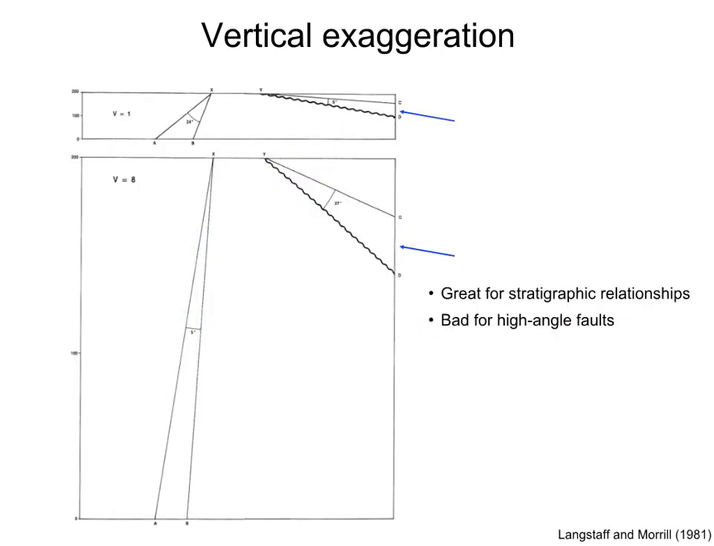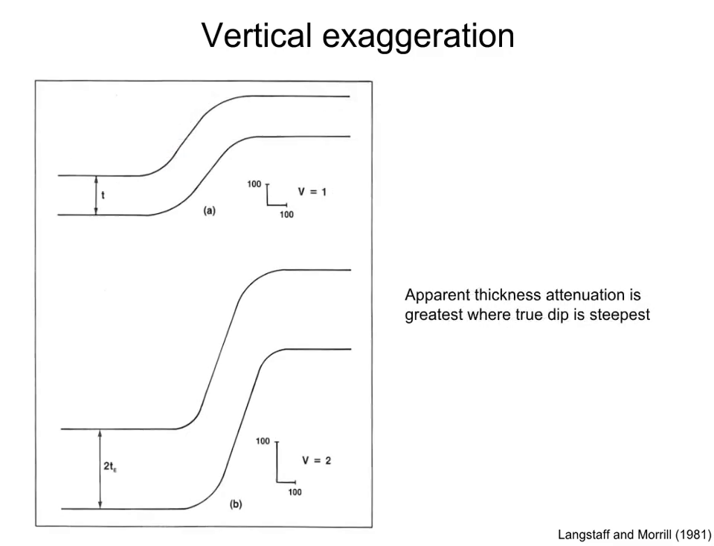Vertical exaggeration enhances the difference between gentle, low dip features, such as the unconformity and gentle bed in the section. However, it diminishes the difference in dip between steep features such as the two faults in the section. Vertical exaggeration is great for highlighting subtle stratigraphic relationships, but it is bad for high-angle faults. Vertical exaggeration influences the thickness of gentle layers more than steep layers.